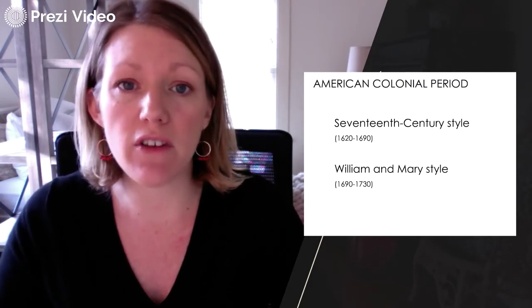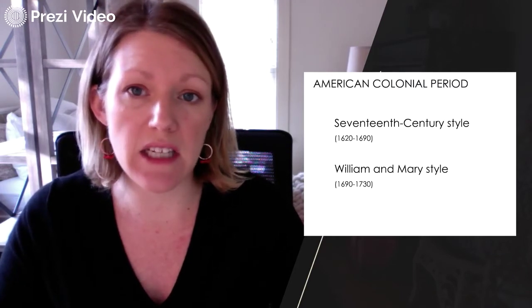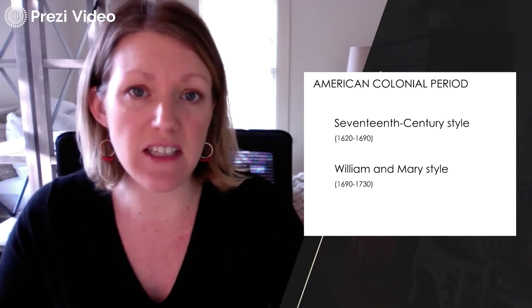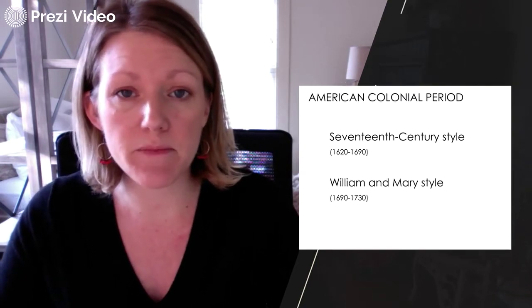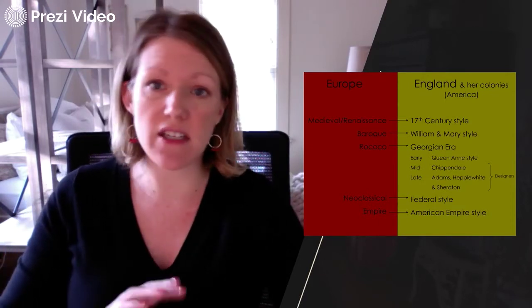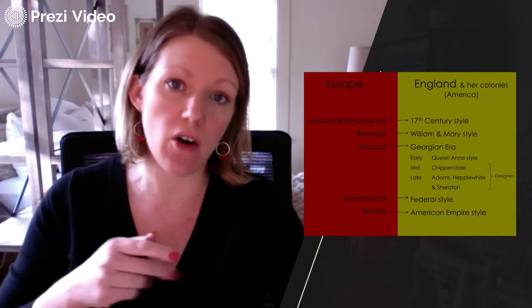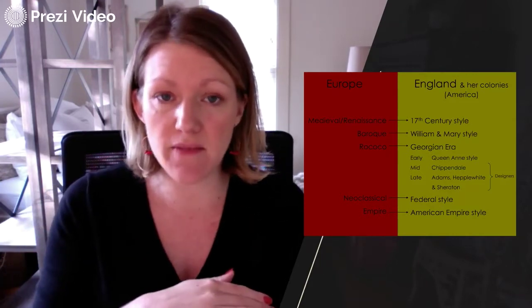American furniture of the early colonial period generally falls under two stylistic categories: the 17th century style or the William and Mary style. Let's take a quick look at how the design styles we've studied thus far correlate to the names of the design styles in England and her colonies.